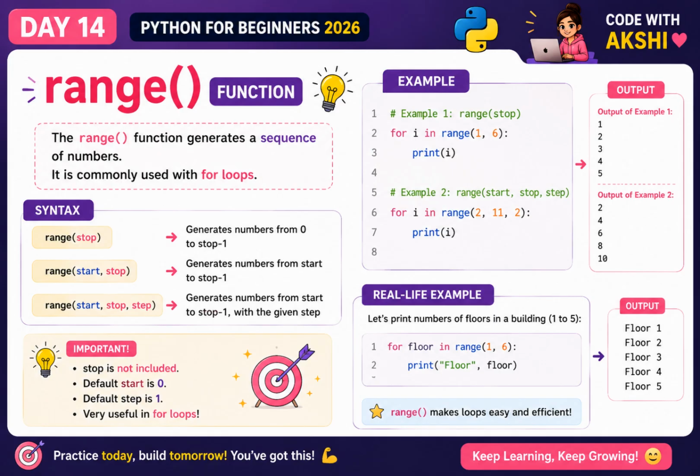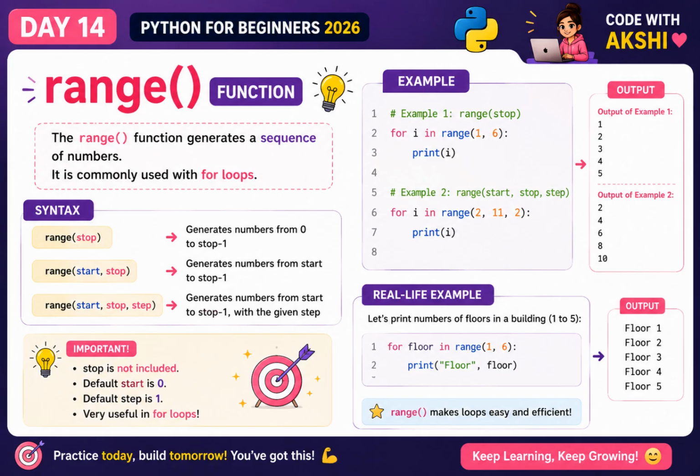And the second is range of start comma stop. Here we specify both the starting and the ending values. So the ending value is not included. The third is range of start, stop and step. So this allows us to skip numbers using the step value. In our building example, the loop prints the floor numbers from 1 to 5. So remember, the stop value is never included.